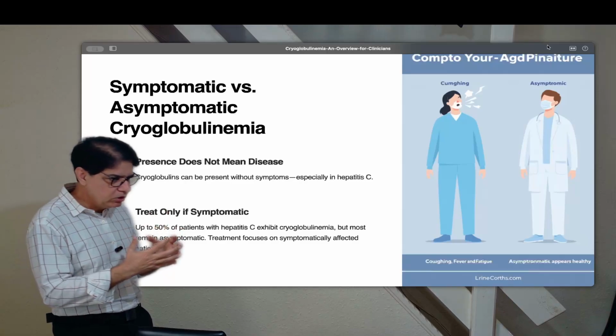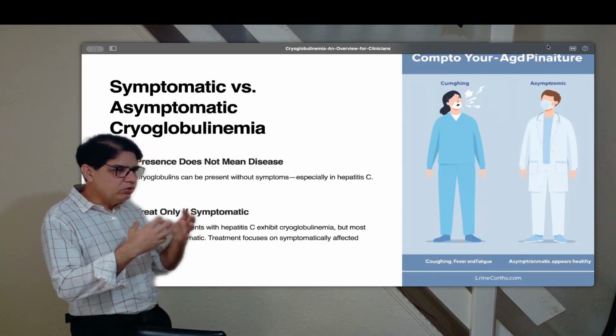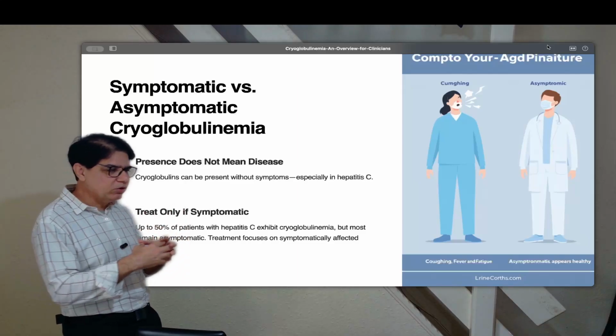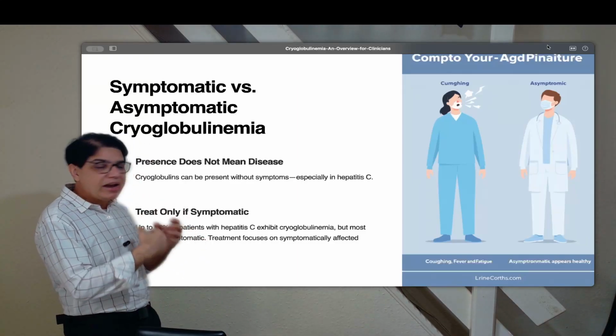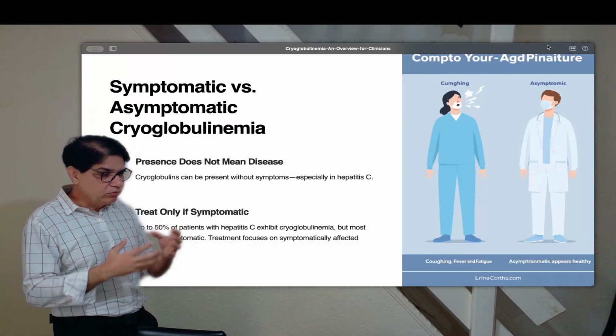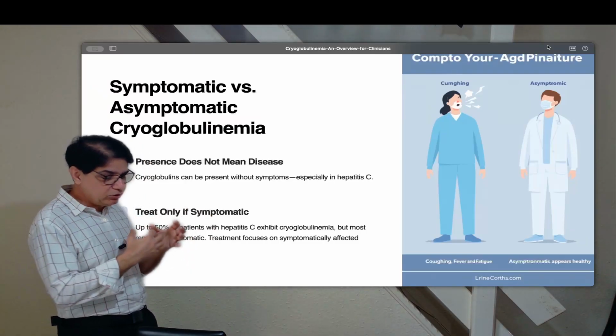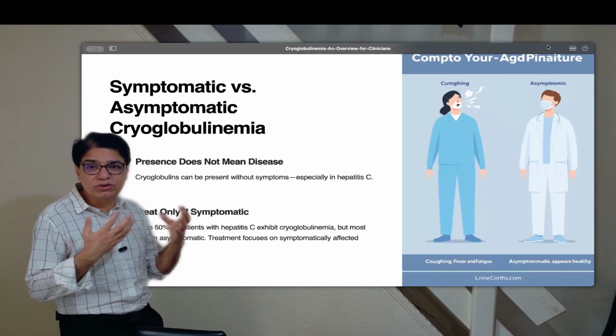When it starts producing symptoms, it means that the immunoglobulins are now precipitating because of low temperature, and not only are they precipitating, they are causing an activation of the inflammatory cascade, and that leads to problems, because wherever this inflammation occurs, whether it's in the joints, the kidneys, the skin, or any other organ, it's going to create problems.